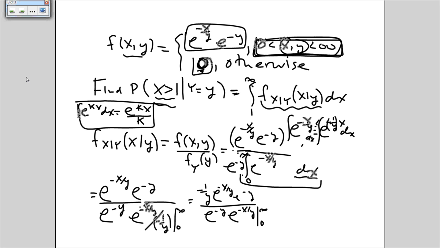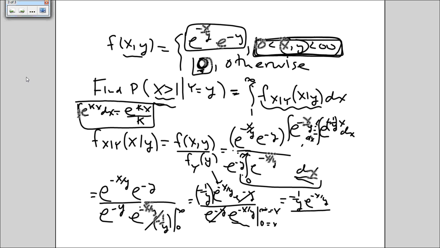Now, the 1 over y I brought on top could have been dangerous if it had x's in it. Because remember, these are x values. Okay, so this canceled out, but notice, I will not cancel out the e to the negative x over y's, because it's not a constant. That's going to be a numerical value. So I get negative 1 over y, e to the negative x over y over.